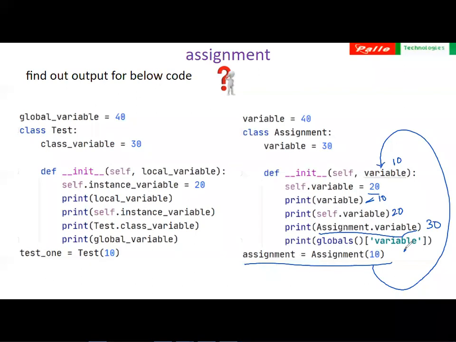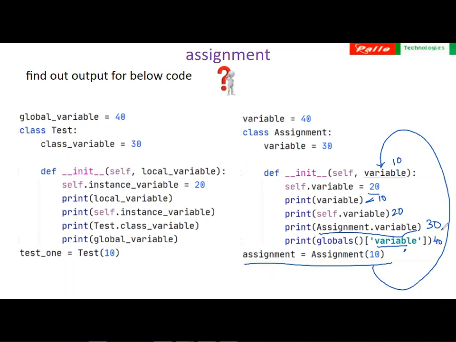Now here, I'm directly referring to the global variable. Do we have any global variable called variable? Yes. What is the value of that? 40. So what will be printed? 10, 20, 30, 40. So remember this example.